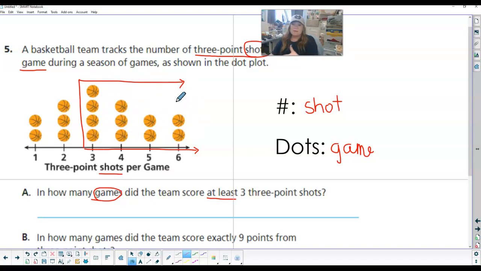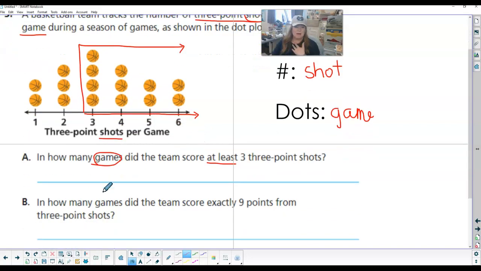So we're not counting them, right? This one, it doesn't matter. They don't have 3 basketballs. That's a game. In this game, they made 6 3-pointers. In this game, they made 5. That's at least 3. So all of these, we're counting the basketballs. Okay, our next one. Trickiest one. We got this. I got it. Okay. How many games? At some point, we have to count basketballs.